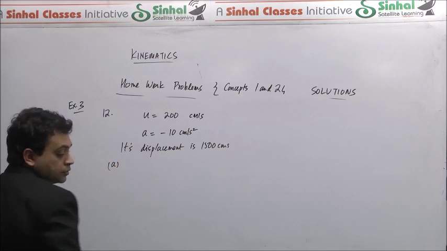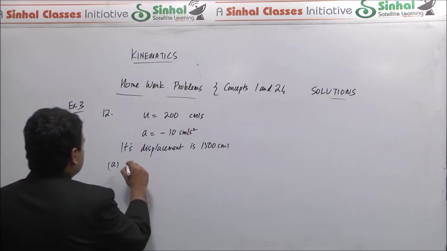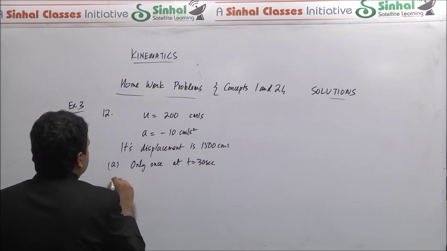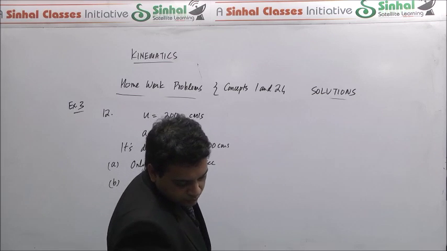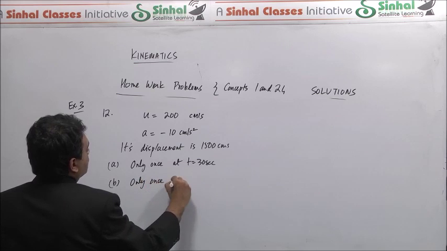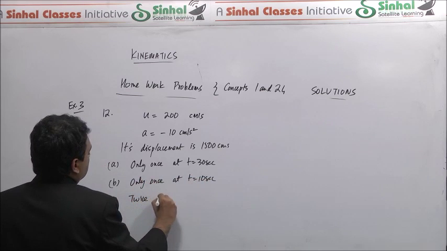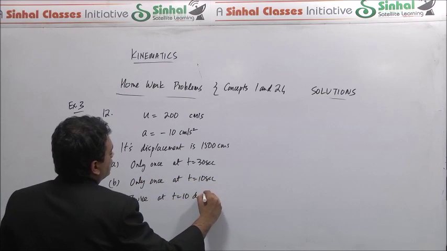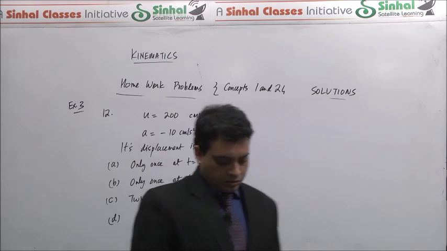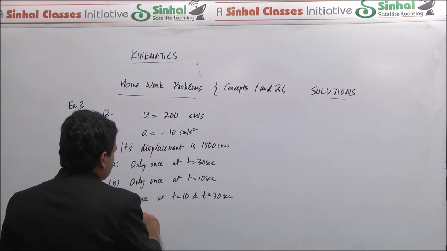Options. Only once at t equal to 30 seconds. Only once at t equal to 10 seconds. Twice, at t equal to 10 and t equal to 30 seconds. And always doesn't make sense, so we'll say no.